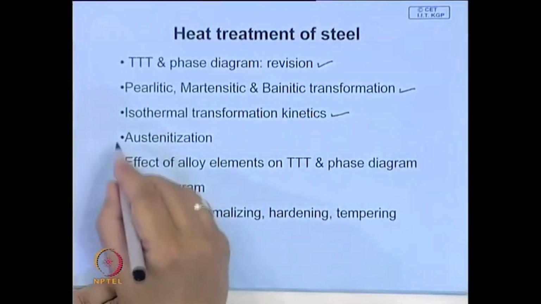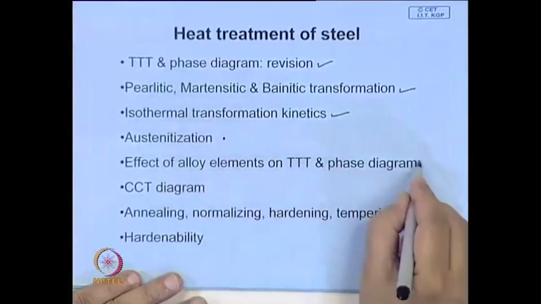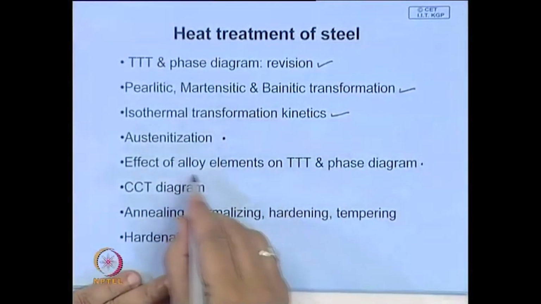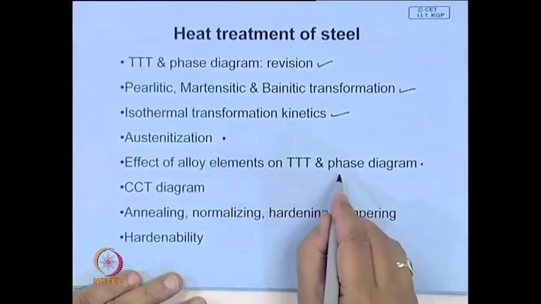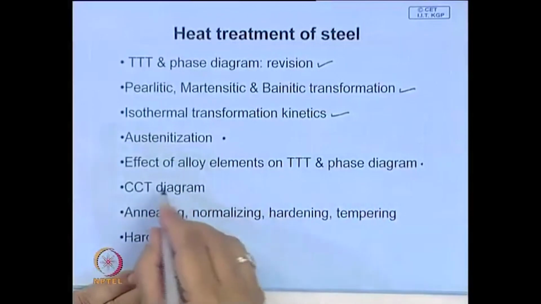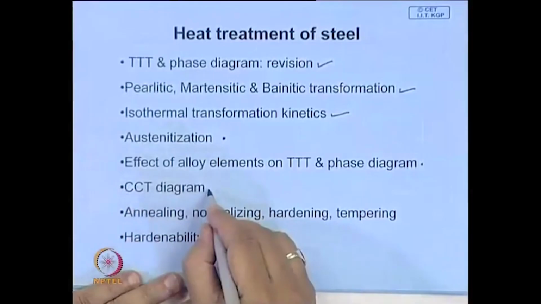Now, these are the things which are left, which we have not covered yet. We will try to cover the effect of alloy elements on the time temperature transformation diagram and phase diagram. We have looked at the continuous cooling diagram and seen why it is necessary.